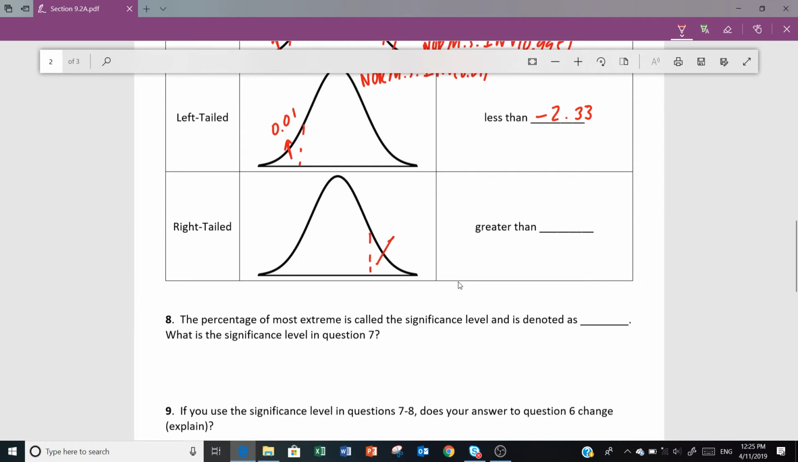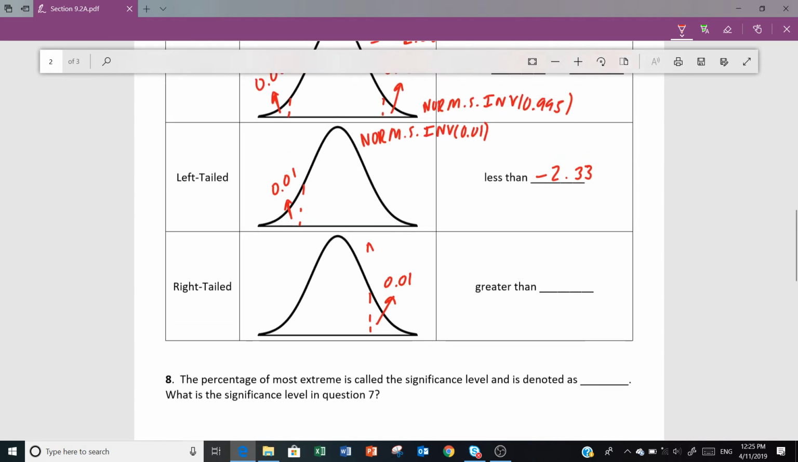Okay, right-tailed test, where are the most extreme values? Over here, 0.01. Norm.s.inv of the left area is 0.99. If you have 0.01 on the right, you have 0.99 on the left. We already know what this value is going to be, though. It's going to be positive 2.33.